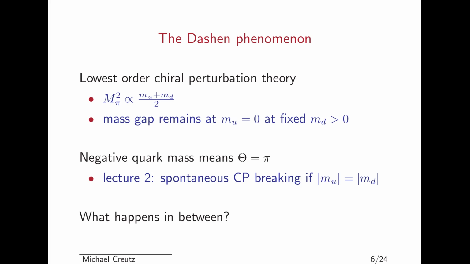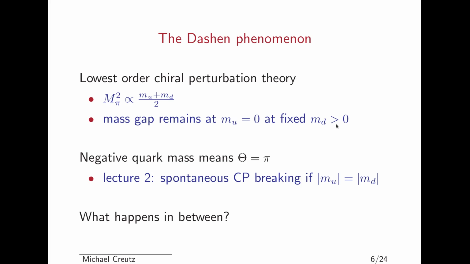Let's look at lowest order chiral perturbation theory, where the pion mass squared is proportional to the average of the up and the down quark mass. That's a very old result. But this is an interesting little formula, because you see that the mass remains finite if I turn off the up quark mass at fixed md positive. And I can even make the up quark mass a little bit negative, and I still get a nice positive number if the down quark mass is positive.